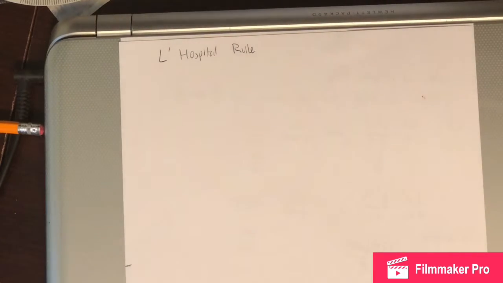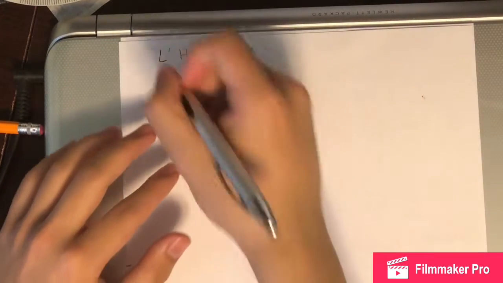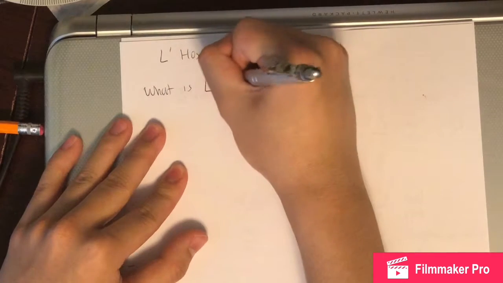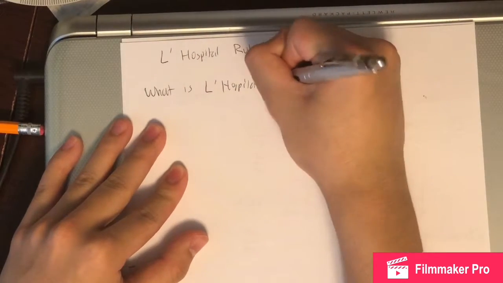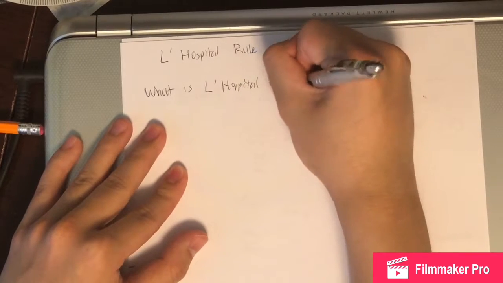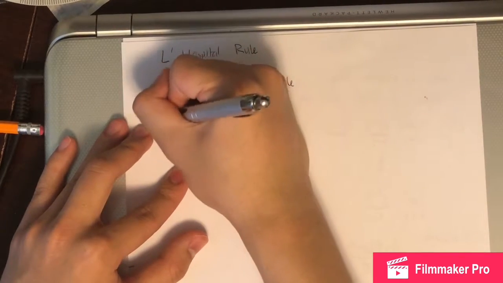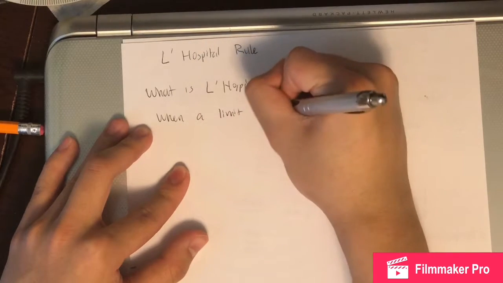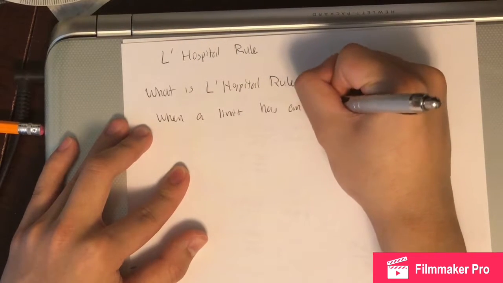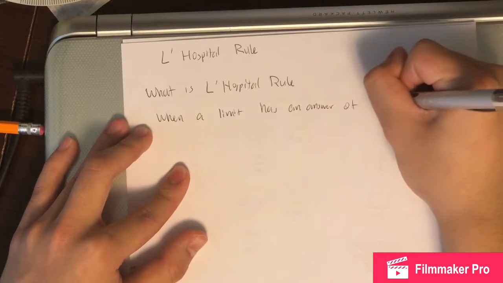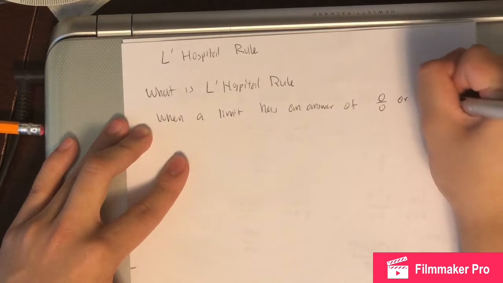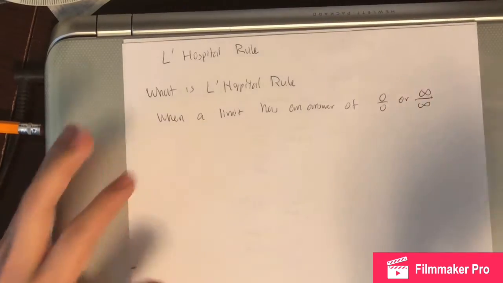Hello. Today we'll be going over the L'Hospital rule. So, what is the L'Hospital rule? The L'Hospital rule is when a limit has an answer of 0 over 0 or infinity over infinity.